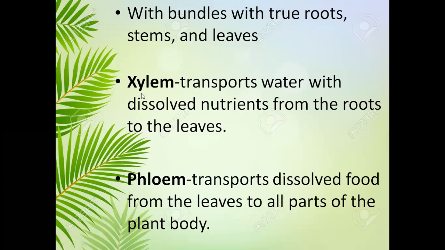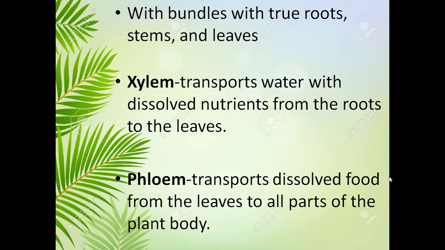When we say xylem, this is the tissue that transports water with dissolved nutrients from the roots to the leaves. Remember that one. From the roots to the leaves, that is the xylem. While the phloem tissue transports dissolved food from the leaves to all parts of the plant body. Okay, so those are the two vascular bundles, the xylem and the phloem.